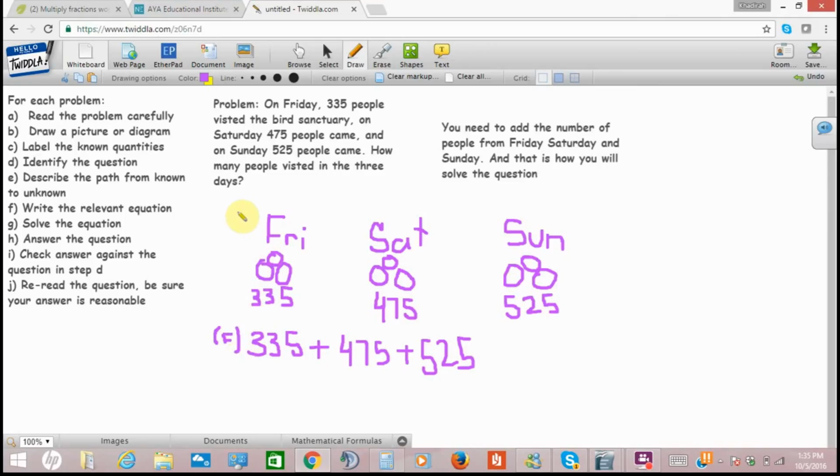This is for B and C, parentheses. And then this one was E. I'll label these so we won't get confused and be like, oh, which one was this and which one was that? Okay, so now we're going to move on to G, which is solve the equation.